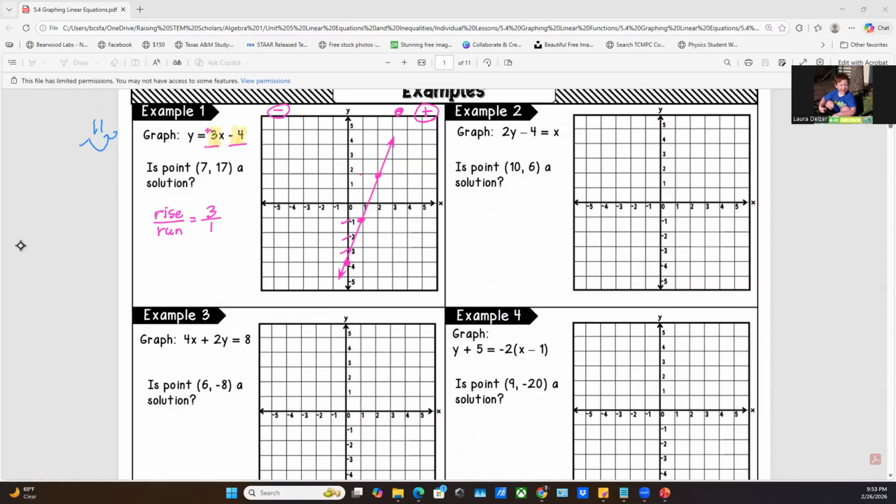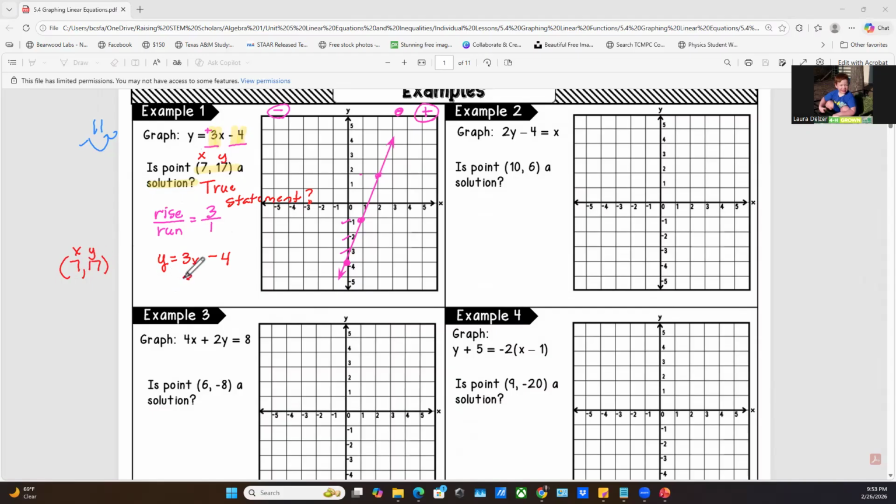Now, it did ask us the question, is this point a solution? And so you might remember in earlier algebra work, if something is a solution, it will make a true statement, okay? So what we're going to do is see if we can make a true statement. The 7 is my x, the 17 is my y. I'm going to take my original equation, which is this. I'm going to plug in this x and y, so my 7 and 17. I'm going to plug that in.